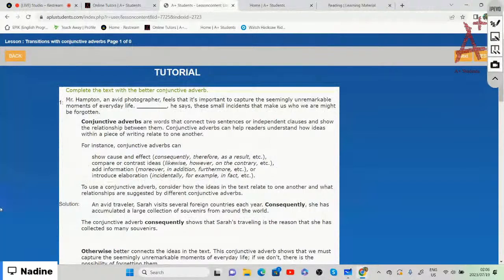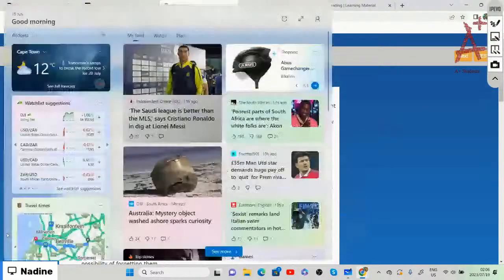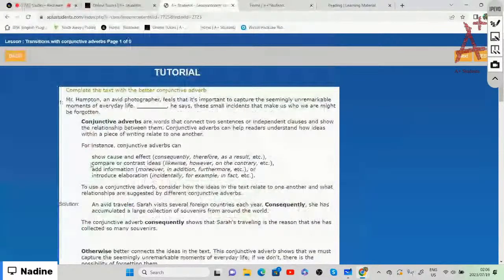All right, so conjunctive adverbs can show cause and effect, by using words like consequently, therefore, as a result, and etc.